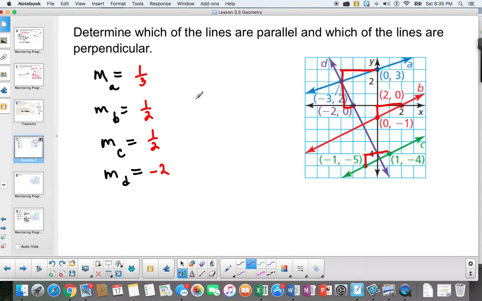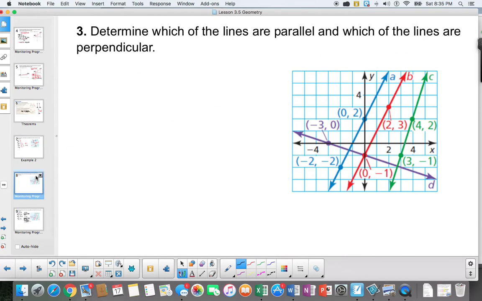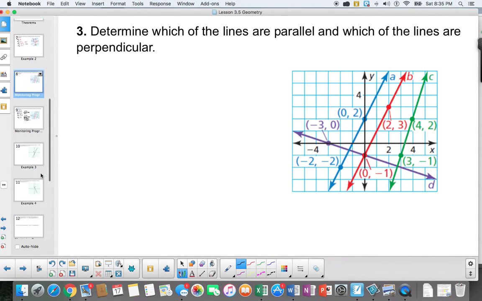Now once I have that, I can make some decisions. These slopes are the same, so that tells me that these lines are parallel. Now these slopes right here are opposite reciprocals, or their product is -1, so we know that these two are perpendicular. Okay, here's a problem for you to do. Stop the screencast, see what you can do, and I'm going to give you the answers.